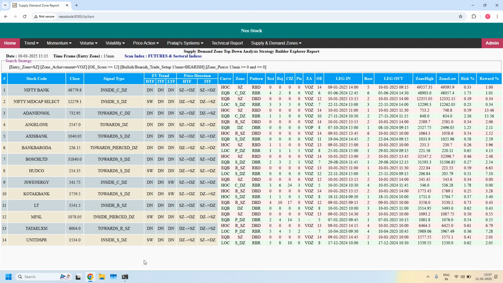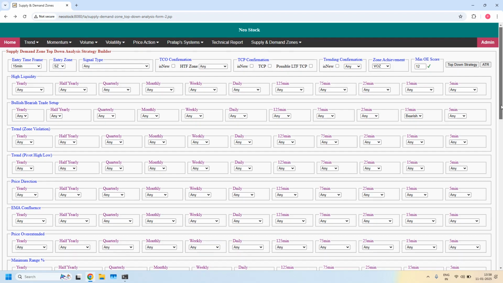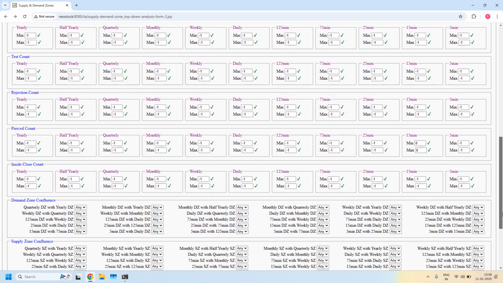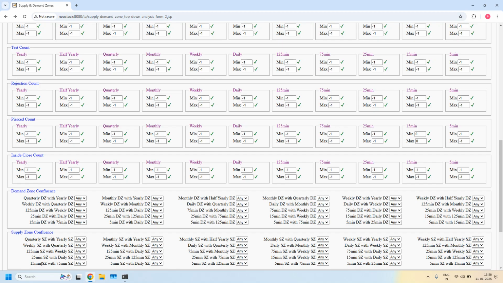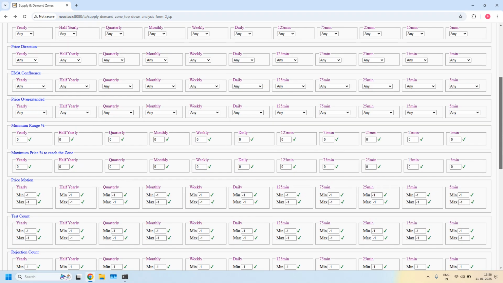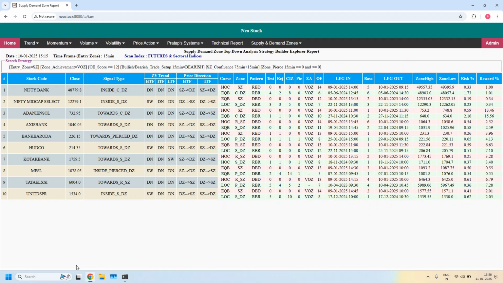So first filter is LTF and ITF supply zone confluence. Because this is bearish trade setup, we should look for supply zone confluence. So the LTF ITF supply zone confluence is nothing but 15-minute supply zone with 75-minute supply zone confluence. So I enable the filter. With this filter, from 15 stocks, the list has come down to 10 stocks. In all these 10 stocks, these 15 minutes supply zones are part of the 75-minute supply zone. That means they are overlapped with 75-minute supply zone. And 75 minutes is nothing but ITF.